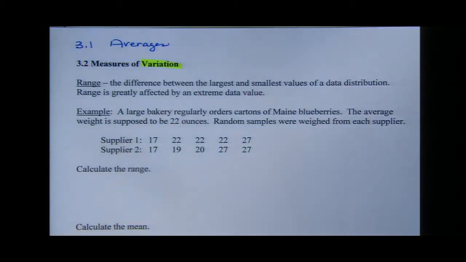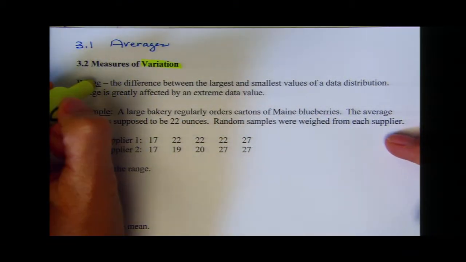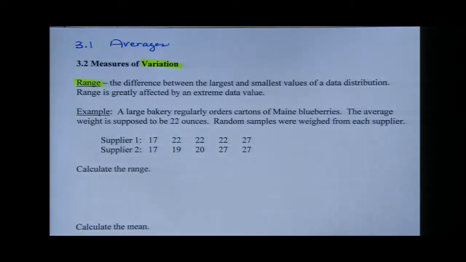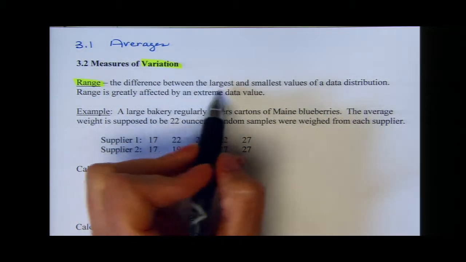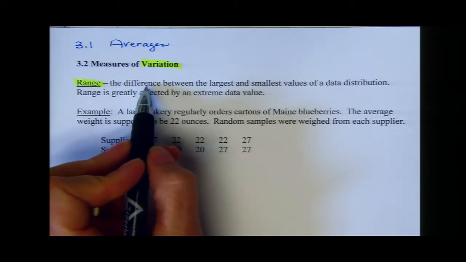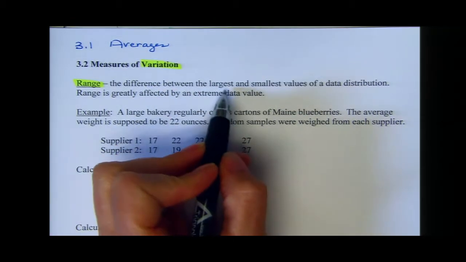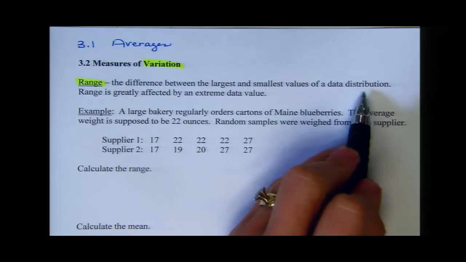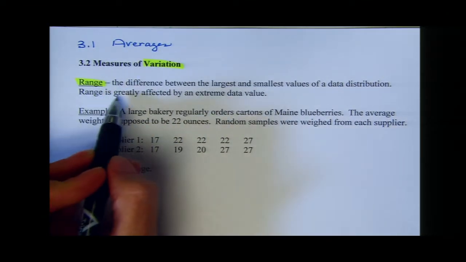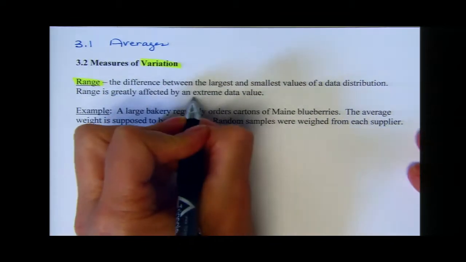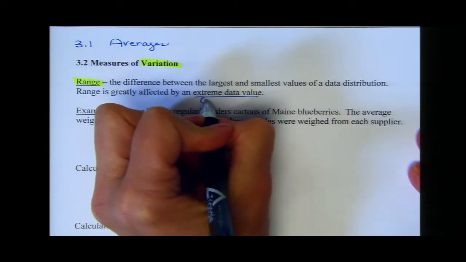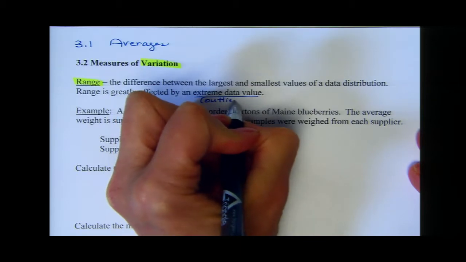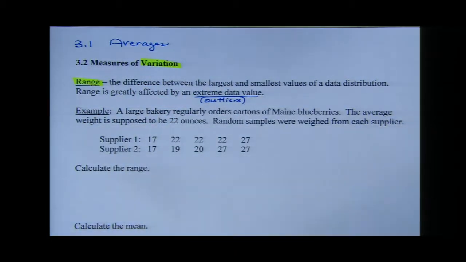And variation, the root word for that is vary. So let's take a look at the first one. The first one is the range, and that is the difference between the largest, so difference meaning to subtract, between the largest and smallest values of the data distribution. The range is greatly affected by extreme data values, and we talked about those being outliers. So the median was not affected by outliers, but the mean was, and so is the range.